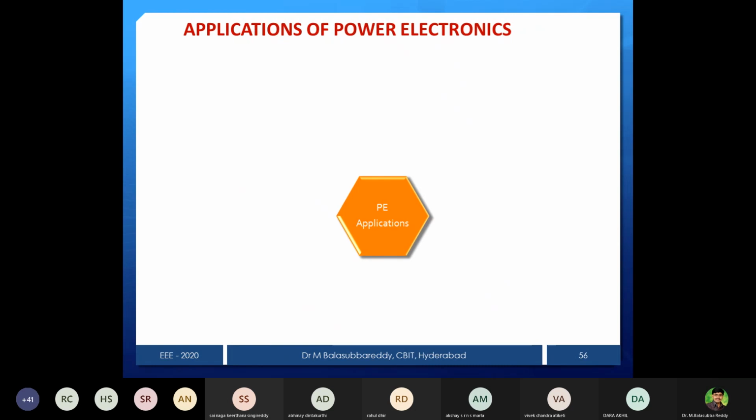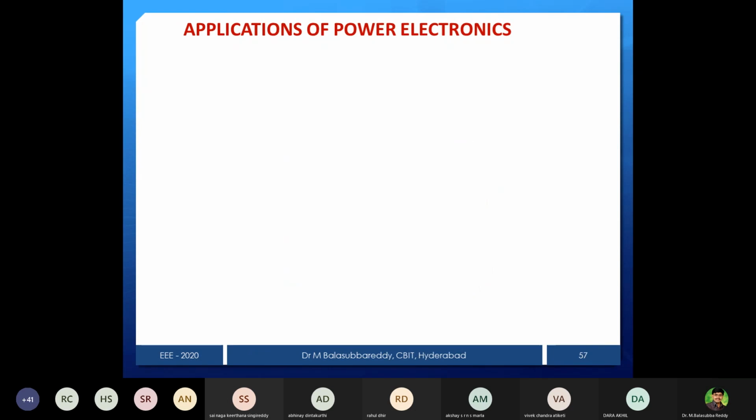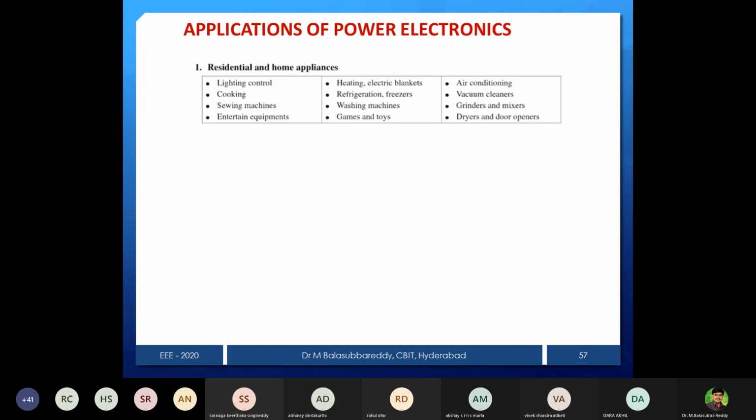Applications: many applications are there. Power electronics is used on the renewable energy side, industry side, utility systems, electric drives whether AC or DC, power supplies and power system applications. You can see individual residential applications: light control, cooking and washing machines, entertainment equipment, TV, washing machine, mixers, everything. A lot of fridges and many air conditioners nowadays, IoT-based air conditioners also. Vacuum cleaners, hair dryers, like that.